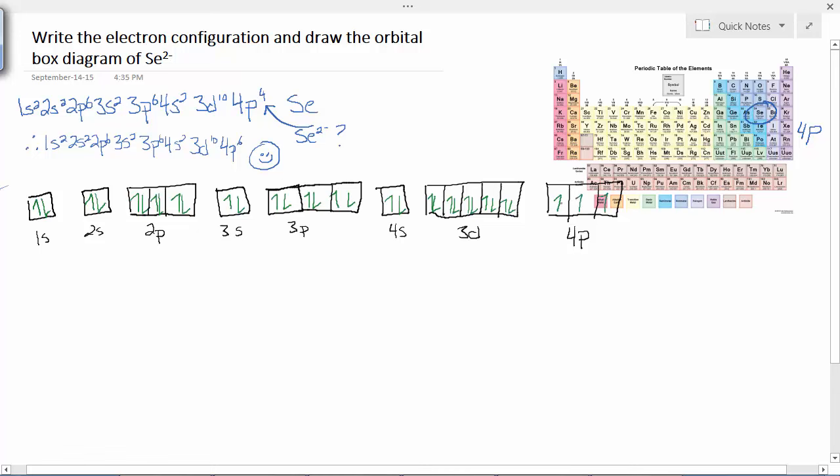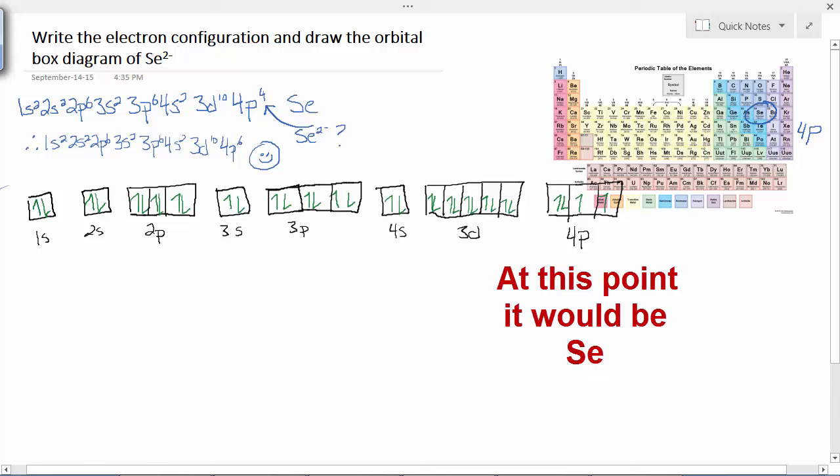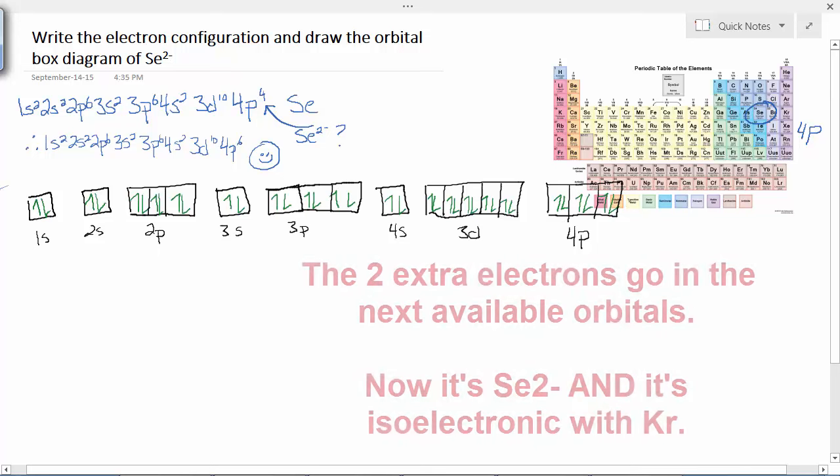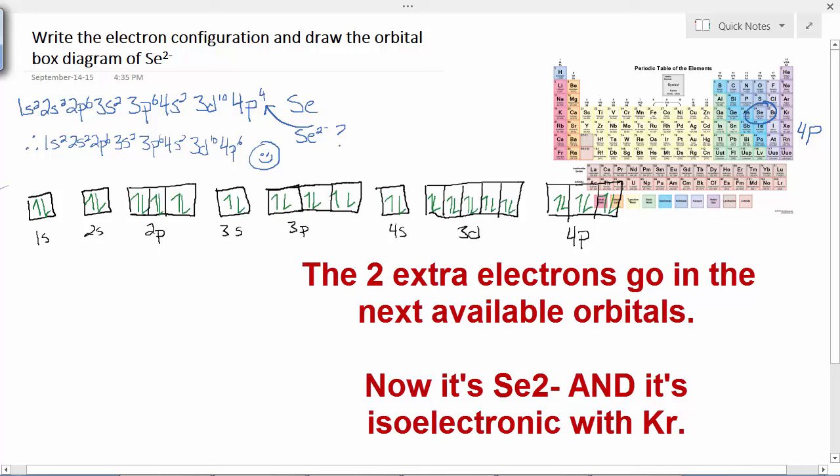So 1, 2, 3, 4 electrons. At this point, it's selenium. Add the 2 more electrons. This is now the orbital box diagram for Se2-.